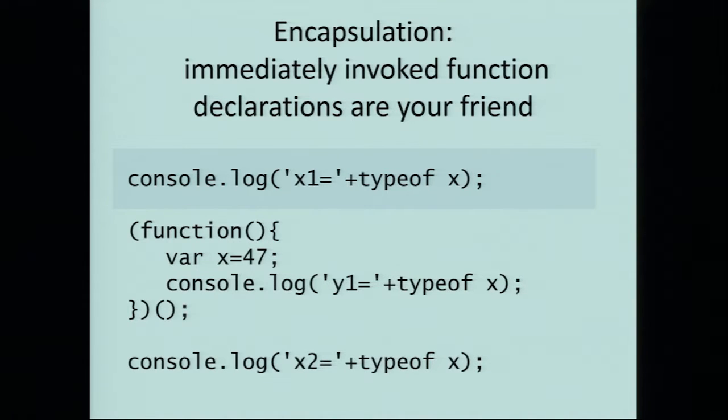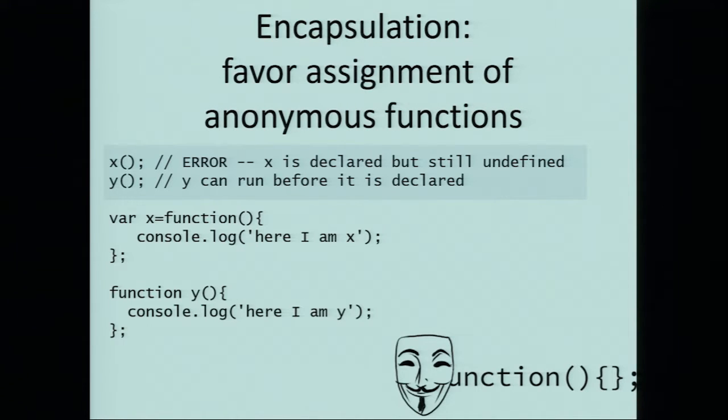The first slide showed how not to depend on block scoping. Here's how to depend on scoping. You use immediately invoked function declarations. So this function runs immediately as soon as this module is read. It defines a variable x, and that x is contained only within the function. Immediately invoked function declarations are your friend if you do a lot of JavaScript programming.